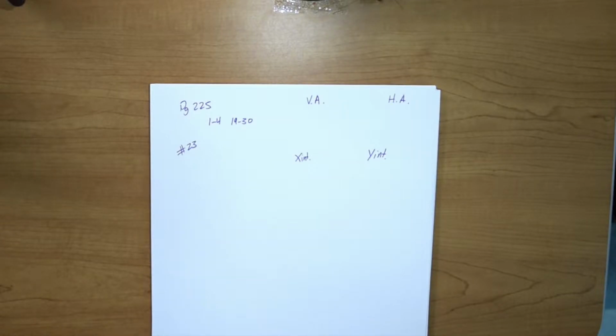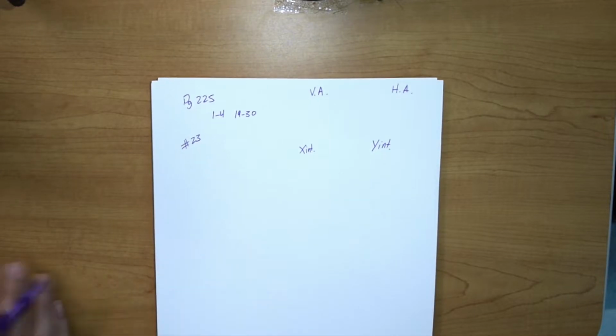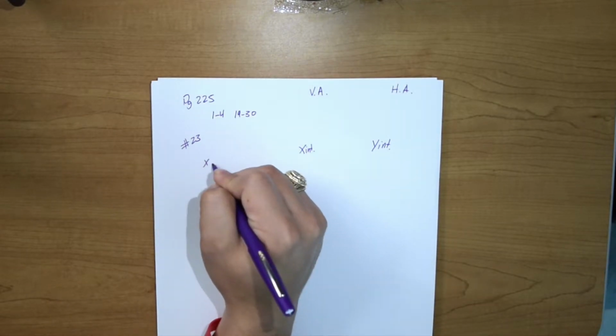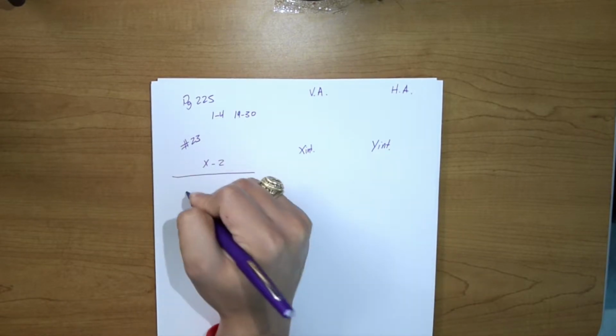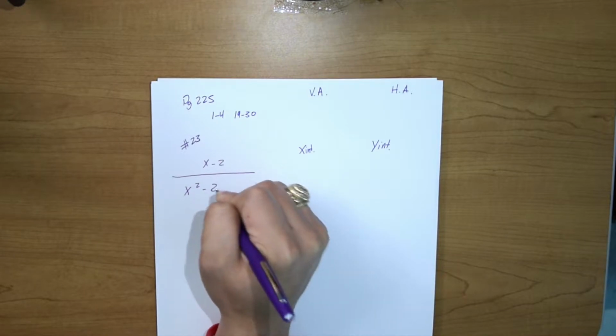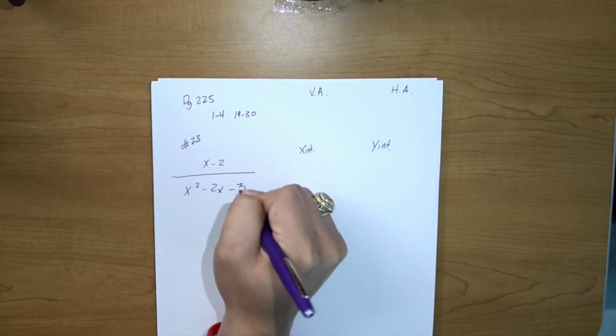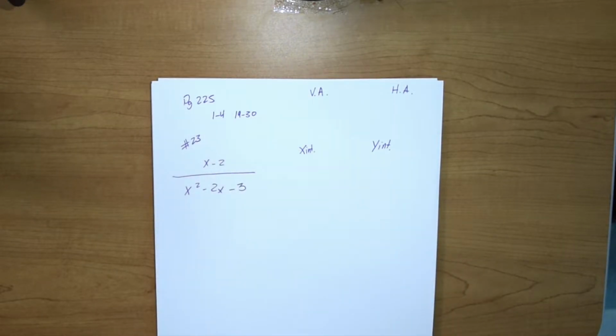Yeah, okay, so when we're talking about vertical asymptotes and horizontal asymptotes, we should already know how to do those. So the problem is x minus 2 divided by x squared minus 2x minus 3. And Adrian, how do you find the vertical asymptotes?